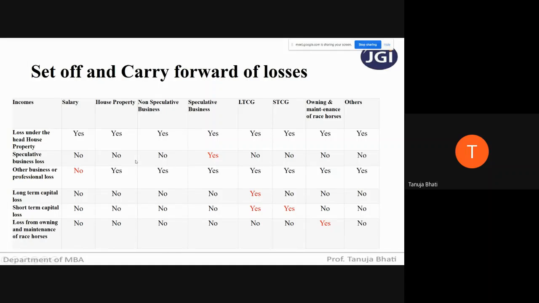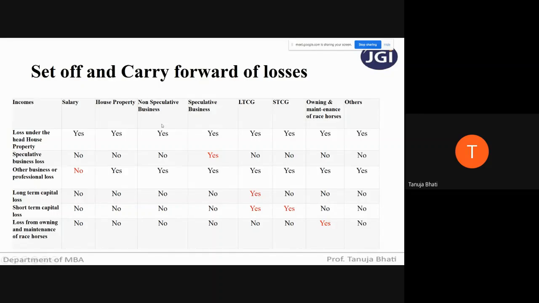Okay. Now let us see in the form of a table what is allowed to be set off and what is not allowed to be set off. So see, loss under the head house property. It can be inter-head loss, inter-source we know what all is not permissible. Now inter-head, let us see. Loss under the head house property can be set off against salary, can be set off against house property, can be set off against non-speculative business, can be set off against speculative business. So loss under the head house property can be set off against any head of income.